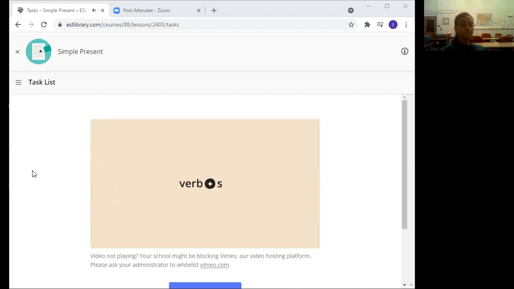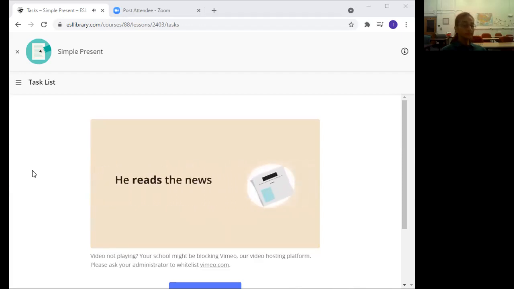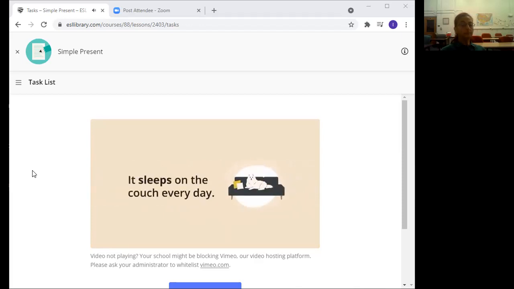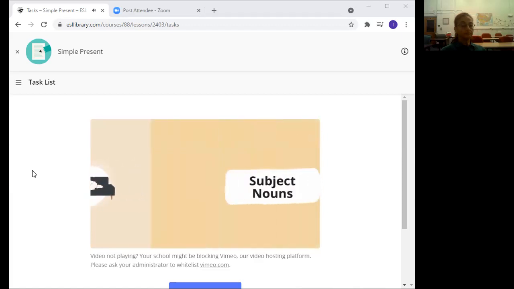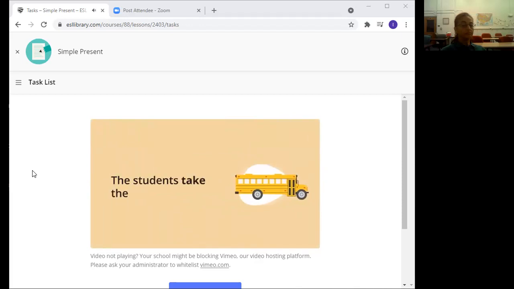We use verb plus s when the subject pronoun is he, she, or it. He reads the newspaper on the weekend. She takes the bus to work in the morning. It sleeps on the couch every day. We use a base verb when the subject noun is plural. The students take the bus to school. My parents drink coffee every morning.